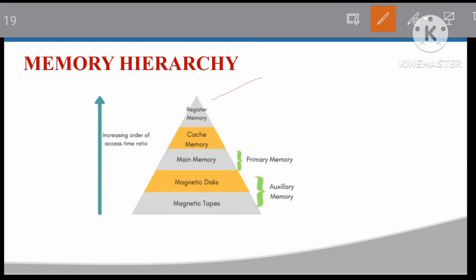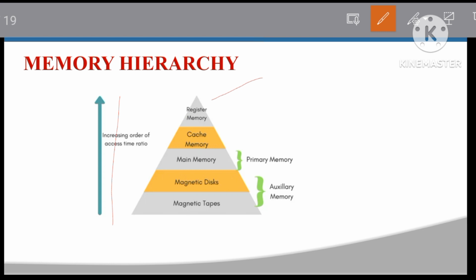Let's see the order: register memory, cache memory, main memory, magnetic disk, magnetic tapes. The last two are auxiliary memories. Magnetic disks and magnetic tapes are auxiliary memory, meaning secondary storage devices. They can be in the form of CDs or any HDD or SSD.